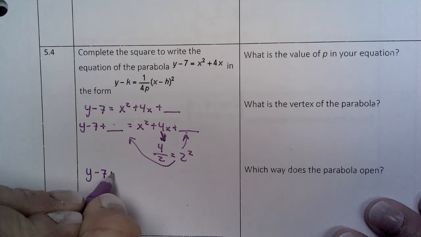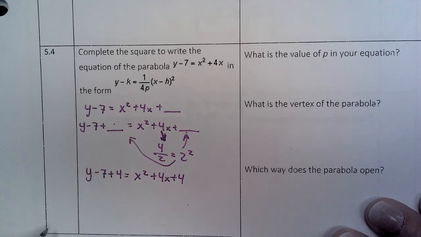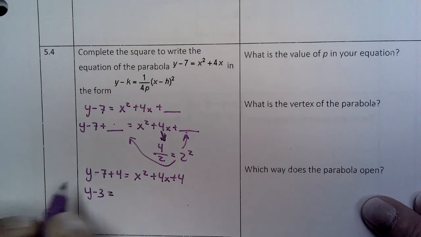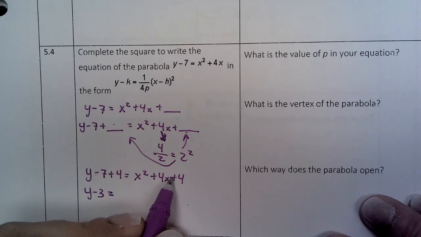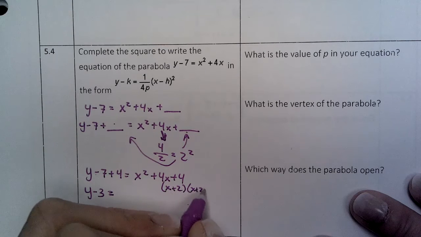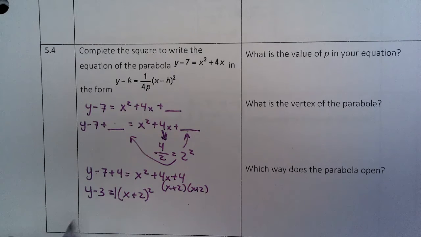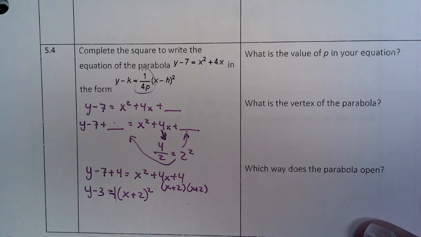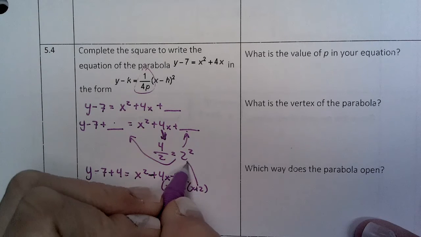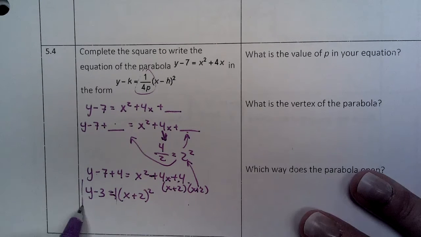Okay, so now we have y -7 plus 4 equals x squared plus 4x plus 4. Okay, so now we have y -3 equals this one right here. We can factor. In this case, there's not going to be an a value because when we factor this, it's x plus 2 times x plus 2 or x plus 2 squared. So our a value is just 1 in this case. Okay, so that 1 over 4p is just 1. Okay, and remember, if you want the shortcut and you don't want to factor this, whatever number is there when you divide is always what's going to be in those parentheses. Okay, and that's it.